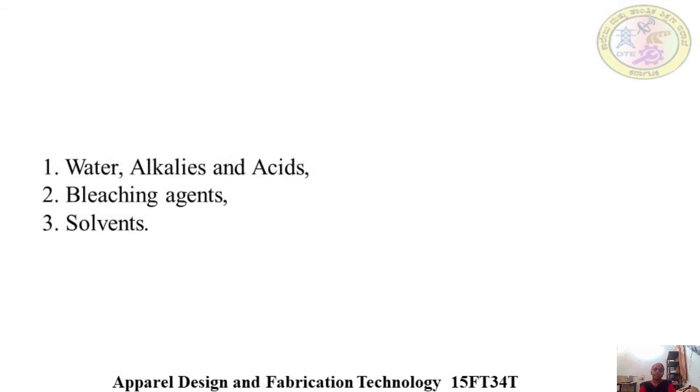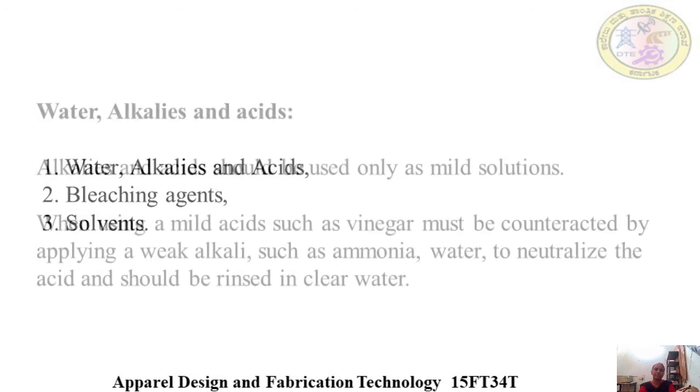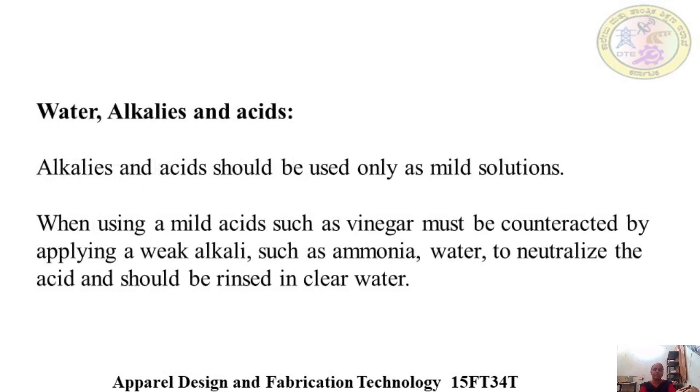What are the kinds of stain removers? They are classified into water, alkalis and acids, second, bleaching agents, and third, solvents. These are the kinds of stain removers used for the removal of stains. First one is water, alkalis and acids.